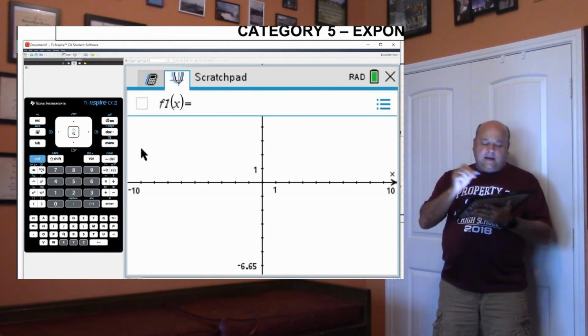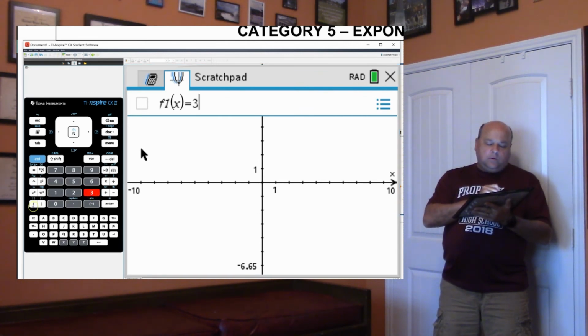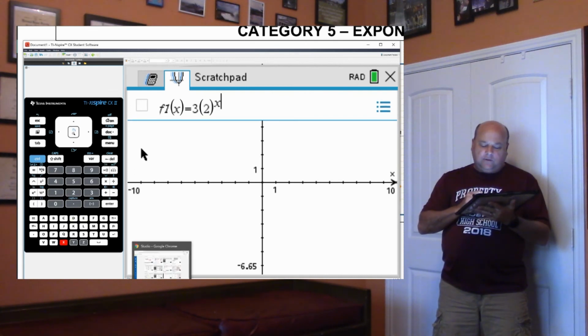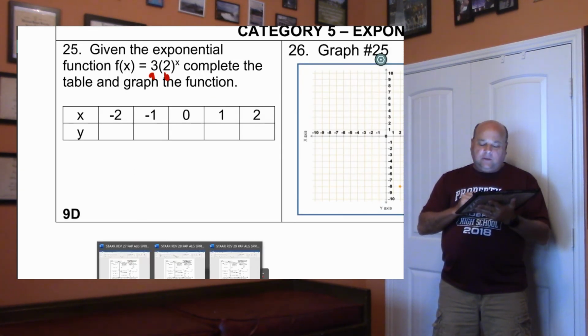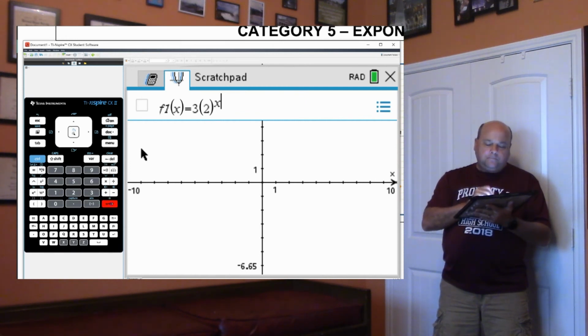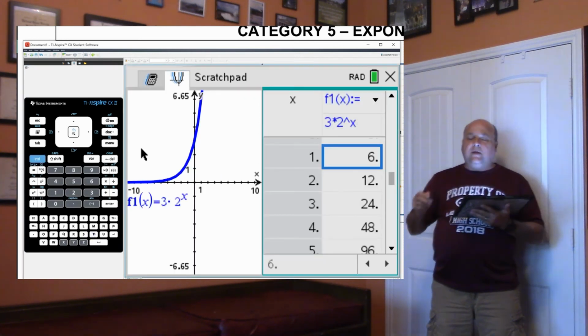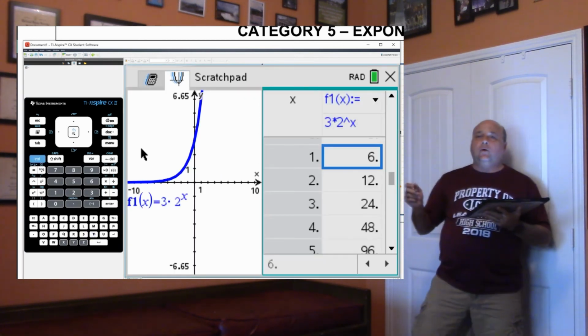And then do I got that in there, so 3 parentheses 2, and then caret x. Did I do it right? 3 times 2 to the x. I'm going to hit enter. And then hit Control T. And then those right there are my answers, right? That's what's going to go in the table.